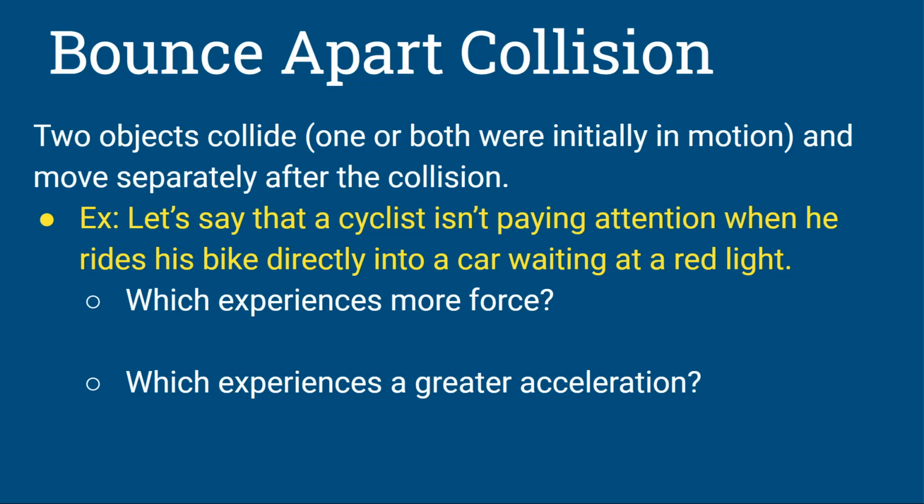That might mean one of them stops and the other one keeps moving, like the pool balls, or it might mean that they both are still moving afterward. Doesn't matter, as long as they're not stuck together. Then you have a bounce apart collision. So the example that I have here says, let's say that a cyclist isn't paying attention when he rides his bike directly into a car waiting at a red light. And he's going to probably bounce off backwards, theoretically.